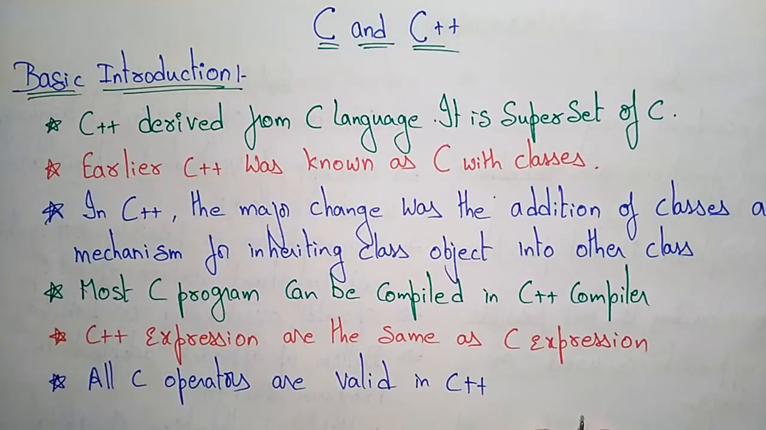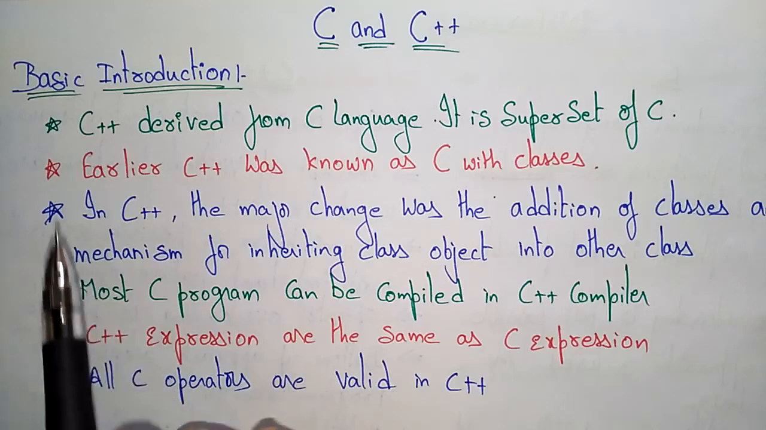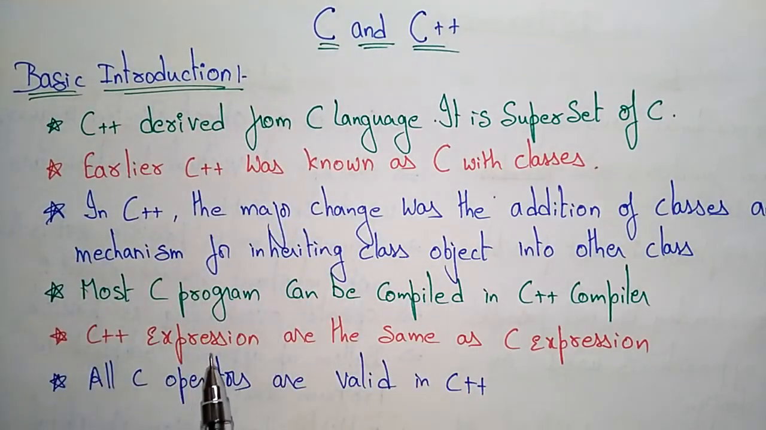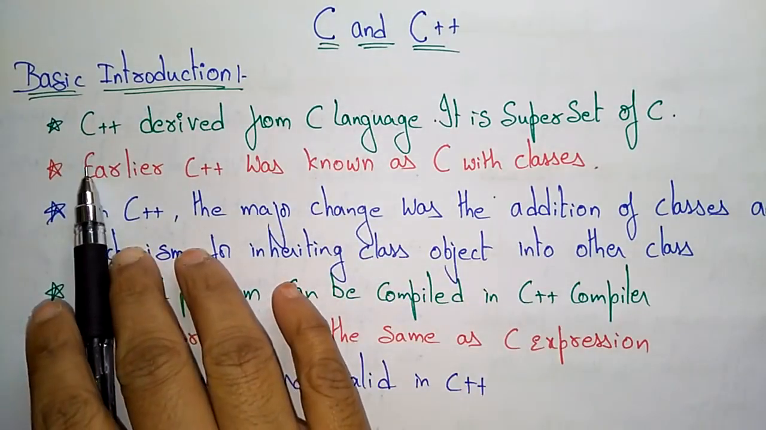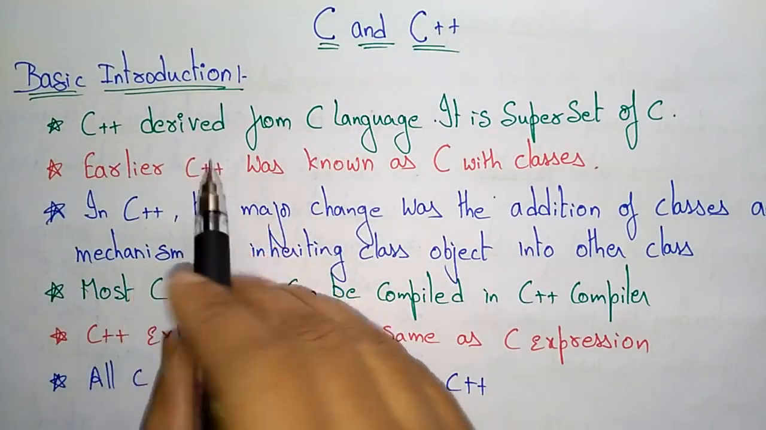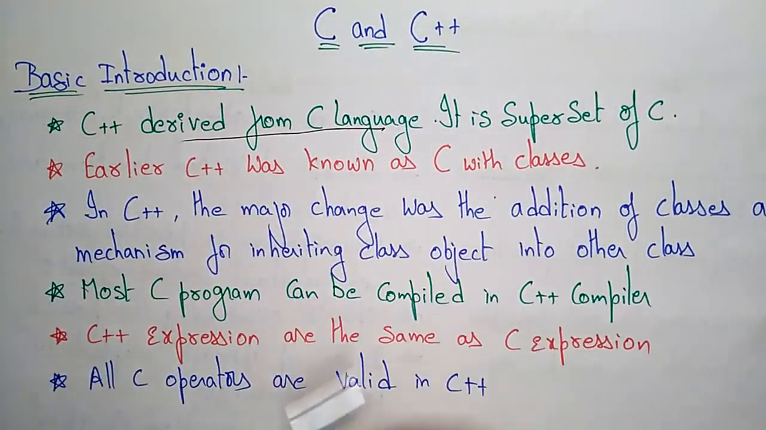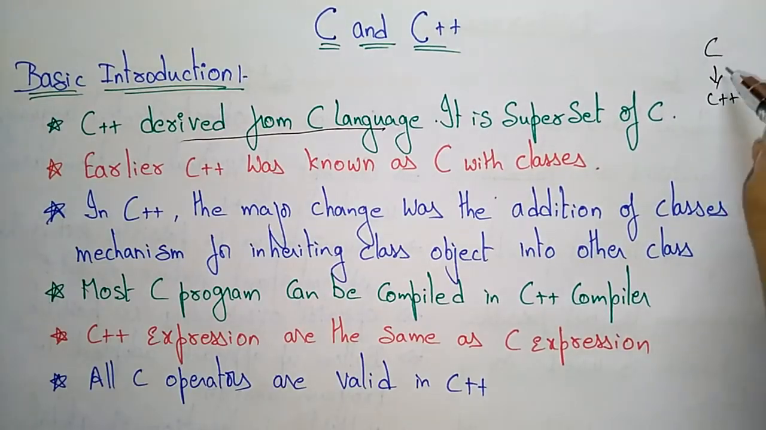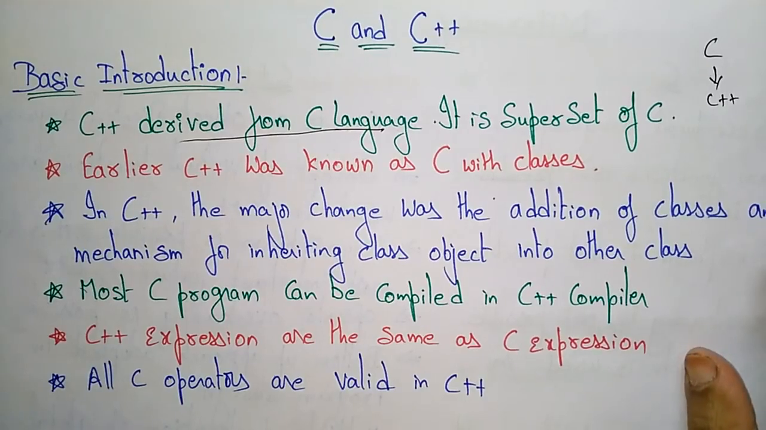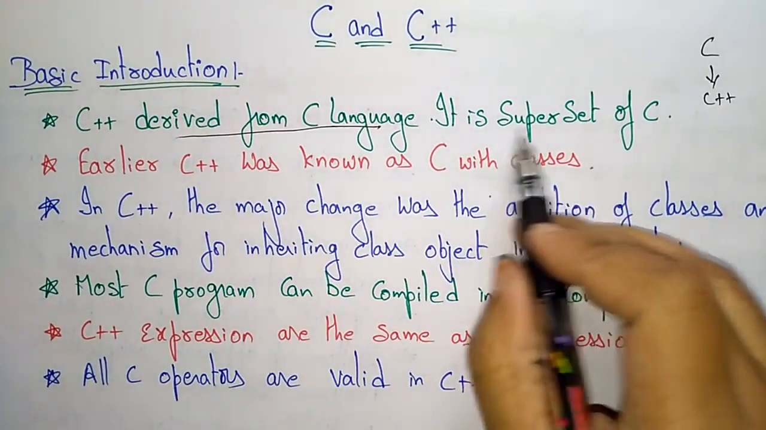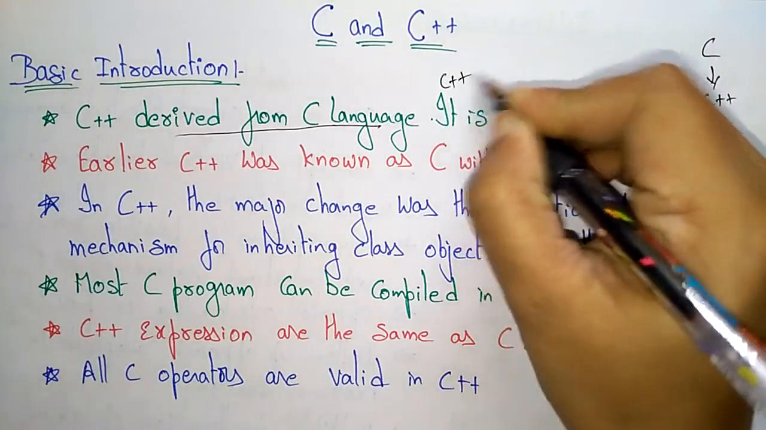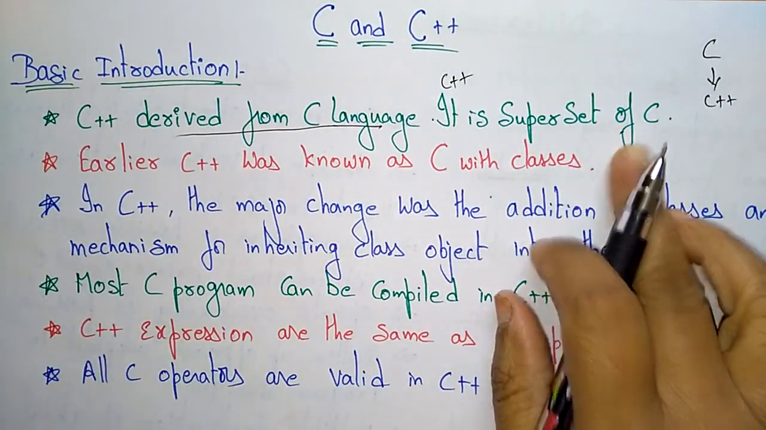Let us see the basic introduction. C++ is derived from the C language. First the C language was developed, and after that C++. So C++ is derived from C, and it is a superset of C. We call C++ the superset of the C language.